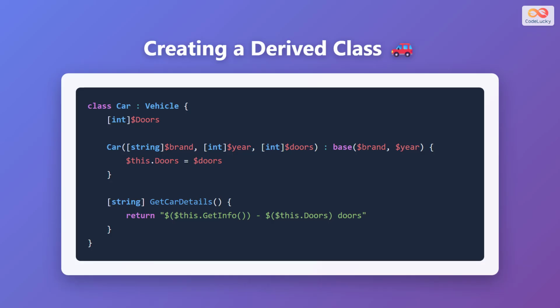Now let's create a car class that inherits from vehicle using the colon operator. The car class adds a new property called doors to track the number of doors. In the constructor, we use colon base with brand and year parameters to call the parent vehicle constructor. This ensures the inherited properties are properly initialized. Then we set the doors property. We also add a getCarDetails method that calls the inherited getInfo method and appends the door count, demonstrating how derived classes can use both inherited and new members.